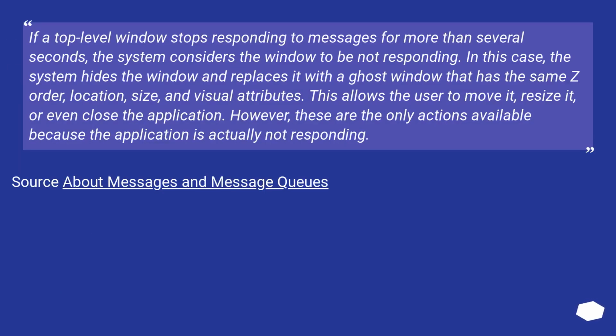If a top-level window stops responding to messages for more than several seconds, the system considers the window to be not responding. In this case, the system hides the window and replaces it with a ghost window that has the same Z order, location, size, and visual attributes. This allows the user to move it, resize it, or even close the application. However, these are the only actions available because the application is actually not responding. Source: about messages and message queues.